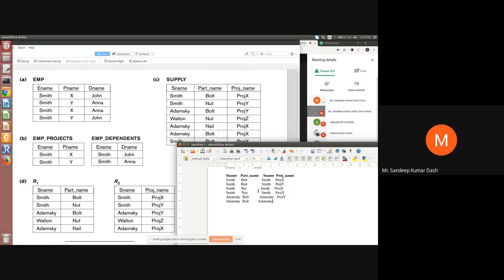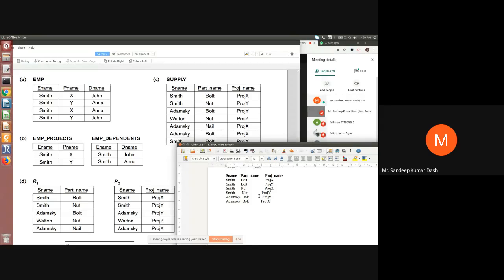Fine. Now here only you can see one thing. Considering this Smith, forget about the other combinations that you will get later. S name will not be there in the final result because this is a natural join. Only one column will be there because this column was same as this column. So this column will be removed from the result. Adamski bolt project Y, Adamski bolt project X. Suppose up to this only.